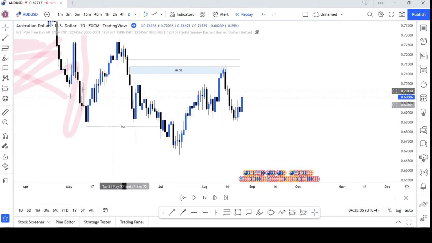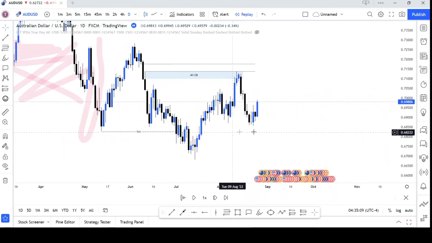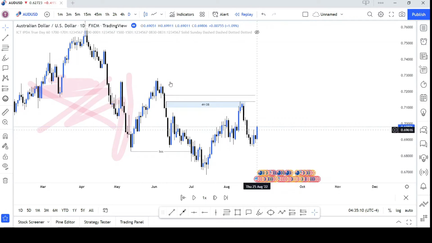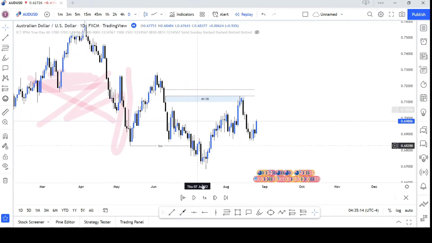We're also going to focus on daily break of structures and daily imbalances. And we're going to try to determine if the high or low is protected or not, which makes it valid. I'm just showing you everything you need to see, which is about 3 months.